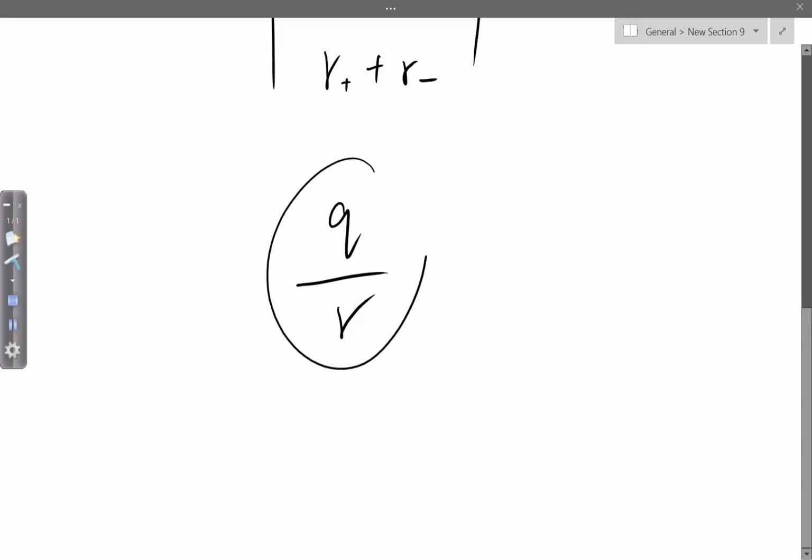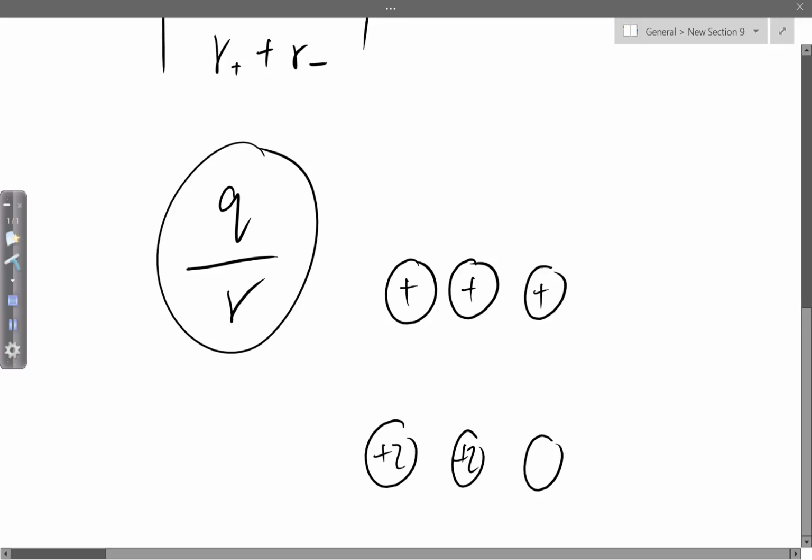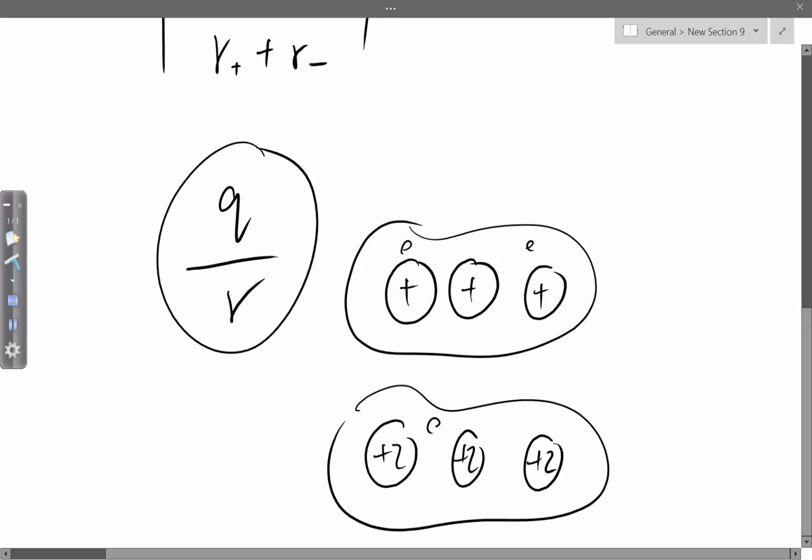So now, why is it proportional to this? You can think of it this way. Let's say you compare a metallic bond with charges plus, and another one is plus 2, plus 2, plus 2. Which one will be stronger? It will be this one. Because for this, every metal contributes 1 electron. This has double the electrons, it has double the charge. So it makes sense to think that the attraction is stronger.